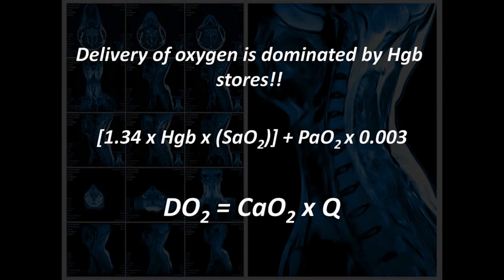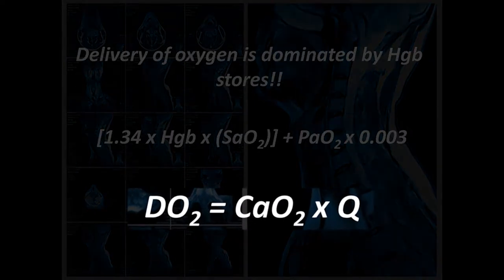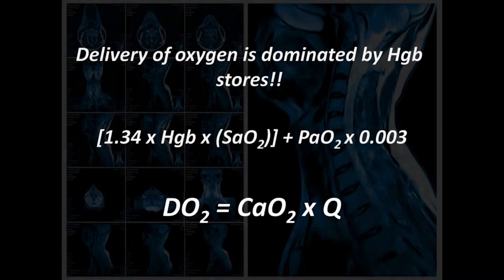Ultimately, our delivery of oxygen, this formula here at the bottom, DO2, the delivery of oxygen every minute, is equal to the content of oxygen in our arterial blood, CaO2, times Q. Q is our cardiac output. So we've got to be able to deliver it with a correct minute ventilation. We have to make sure we're optimizing that oxygenation phase. We also have to understand that the perfusion side has to be taken care of.